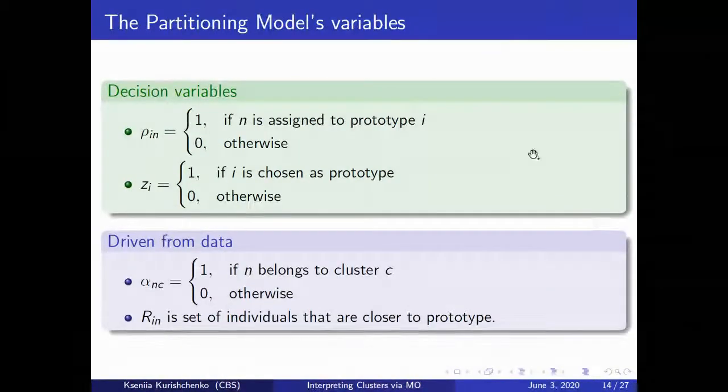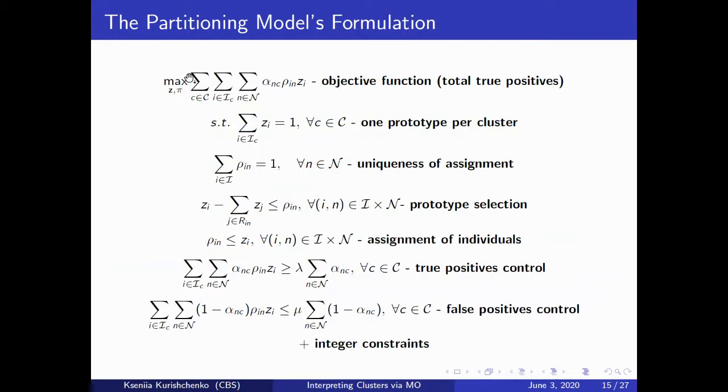Okay, very quick about the partitioning model. We again have a decision variable for the assignment of individuals to prototypes, and a decision variable for the choice of prototype for each cluster. We have our data and one extra set. Here it could be the same objective function, but I put epsilon equal to 0, and so this objective function is maximizing only the total true positives. It's one possible case.